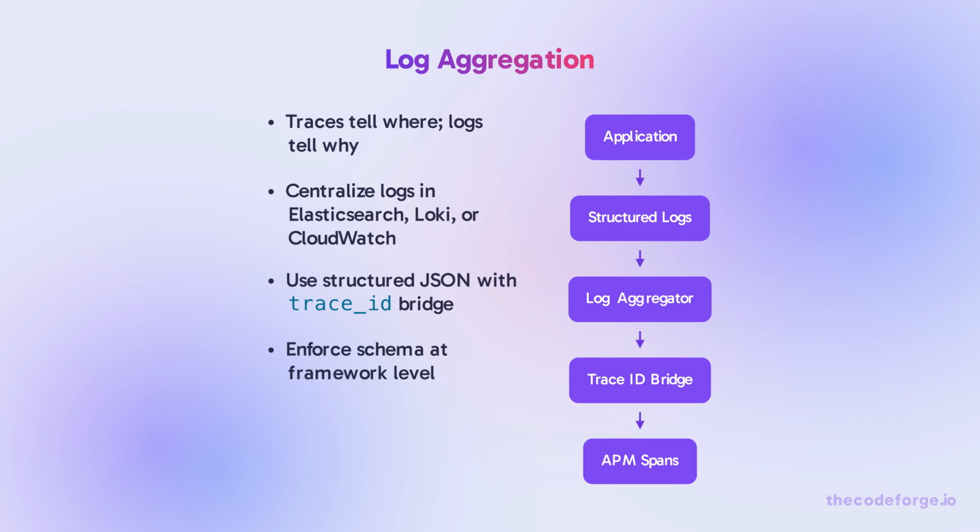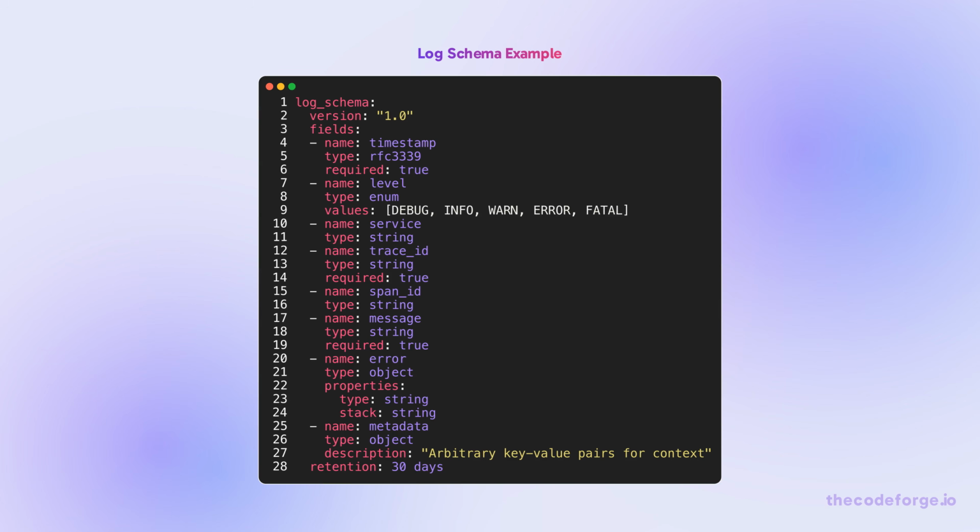Traces show you where a problem occurred, but logs hold the details: stack traces, user IDs, exact SQL. Centralize logs with a structured schema and include the trace ID to connect log lines to APM spans. Enforce a logging schema like this across all services.